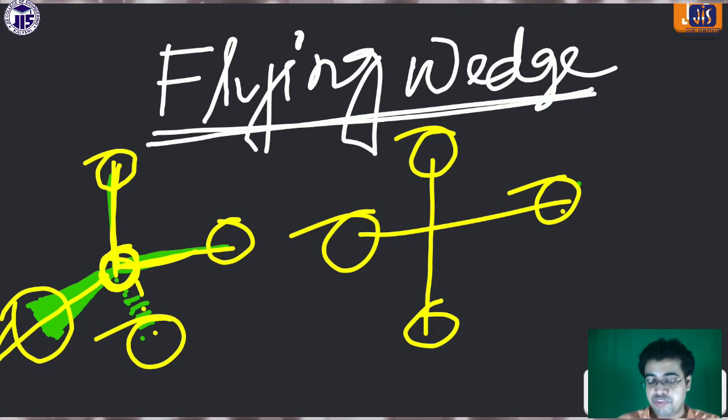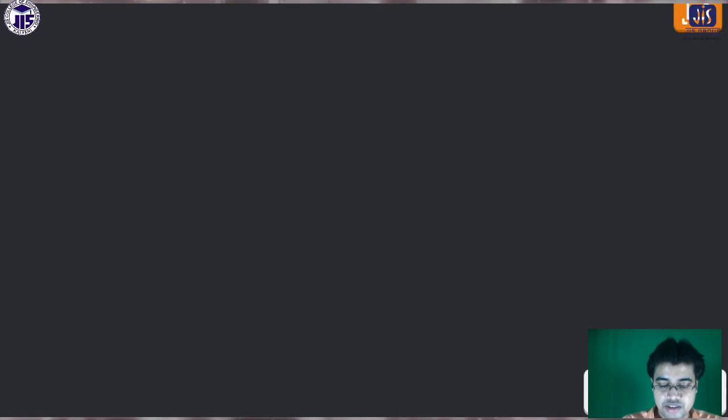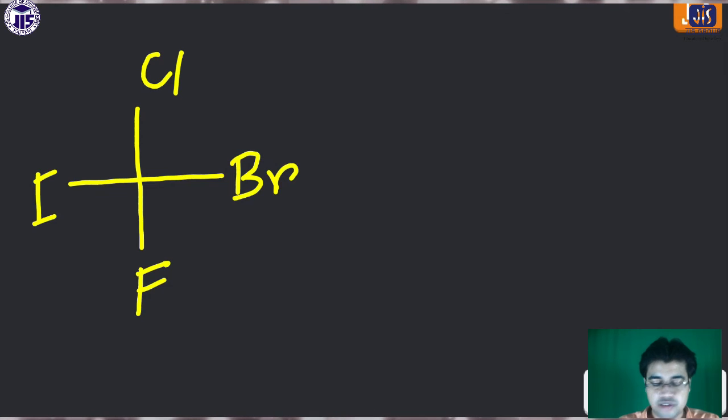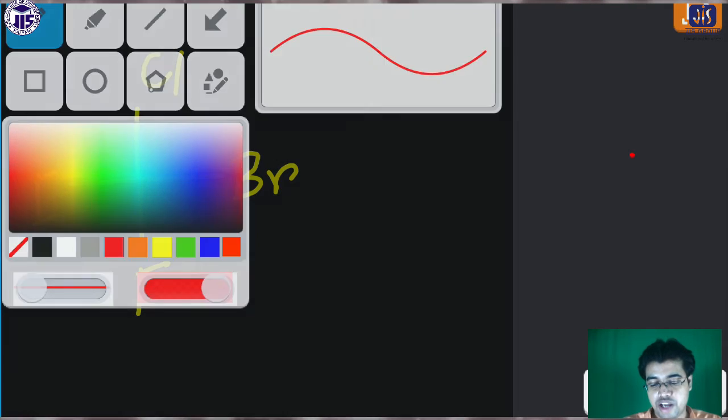Now I will show you how it is possible to convert from the Fischer projection to the flying wedge projection. We are taking one common example: this is the structure of the Fischer projection, with Cl, Br, F, and I. Now you want to write this compound in the flying wedge projection. There are 2 ways by which you can write the formula in the flying wedge projection.